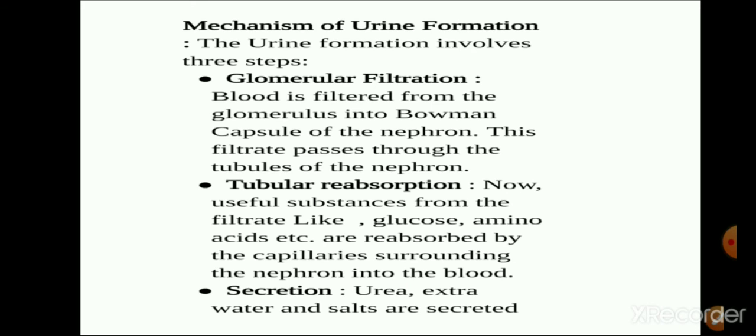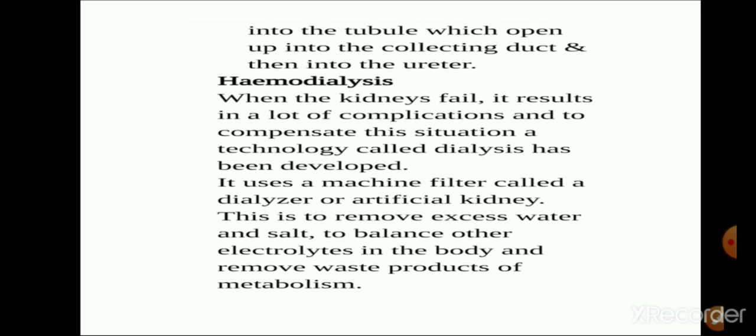The mechanism of urine formation is described in detail. Glomerular filtration: the blood is filtered from the glomerulus in the Bowman's capsule. This filtrate passes through the tubule. Useful substances from the filtrate, like glucose and amino acids, are reabsorbed by the blood capillaries. That is selective reabsorption. Urea and other substances are selectively secreted, which opens into the collecting ducts and then passes into the ureter.